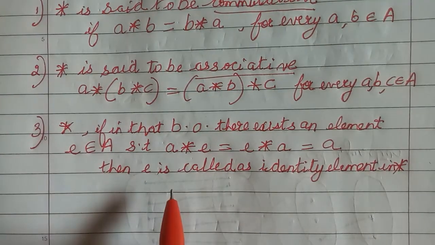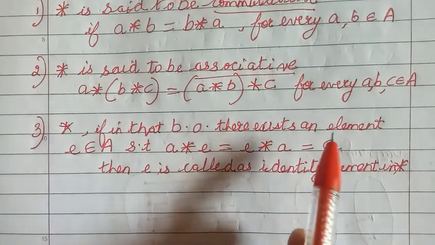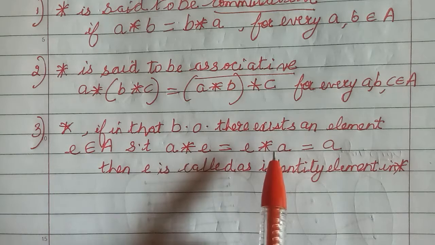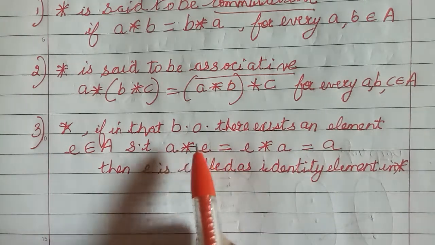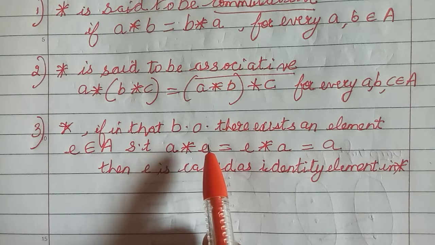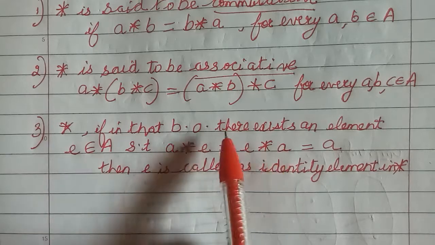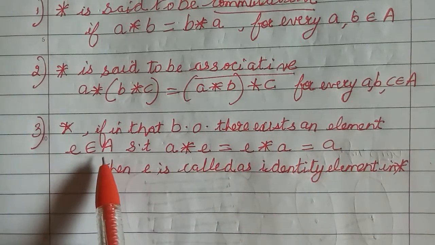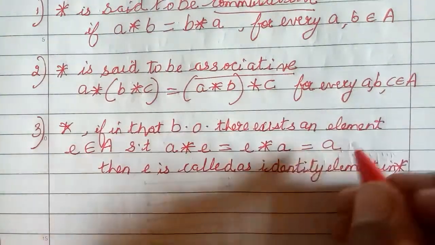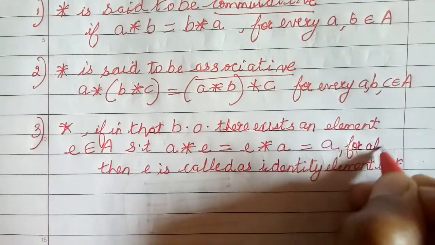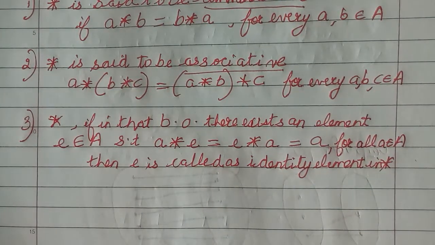Okay, so what are you getting here? It says that A star e, if you do, you get back the same element, same as e star A, you get back the same element. How should this element e be, children? This element e should be working for all. There exists an element e belongs to A. Now this e will work for all A belongs to A. So I will just add here and write for all A belongs to A, because in a given set you can have only one identity, right?